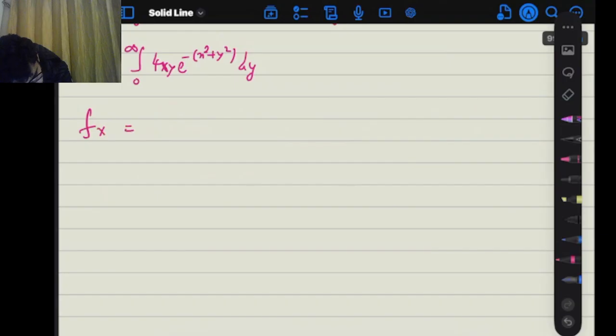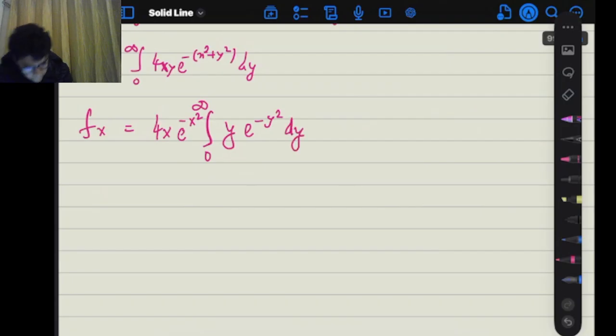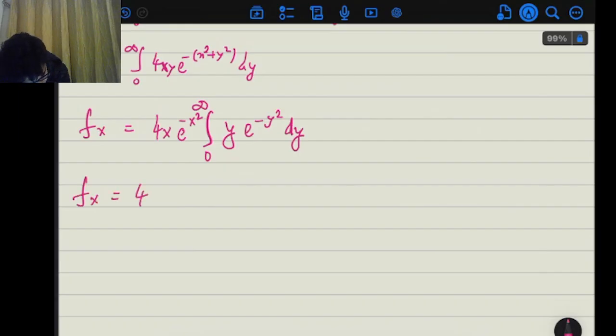So this was 4x, now this is 4x, 0 to infinity, e to the power minus x square, y e to the power minus y square dy. So 4x e to the power minus x square, 0 to infinity, y e to the power minus y square, right? Now if I just integrate this, it can be integrated easily. Let's apply substitution here.